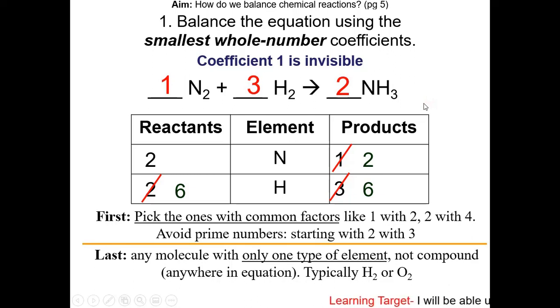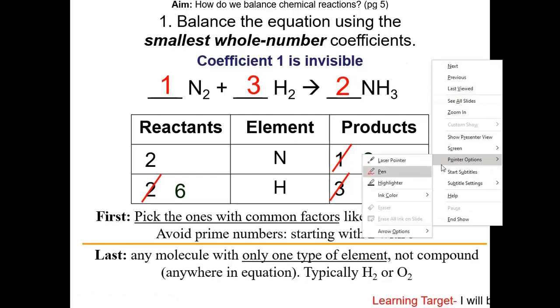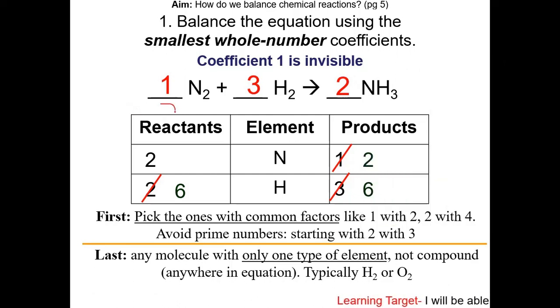The conservation of mass is observed. Your final step is to double check whether your chemical equation is balanced using the smallest whole number coefficient. That means you cannot reduce the coefficients by the greatest common factor. For example, let's say you balance the equation as 2, 6, 4.